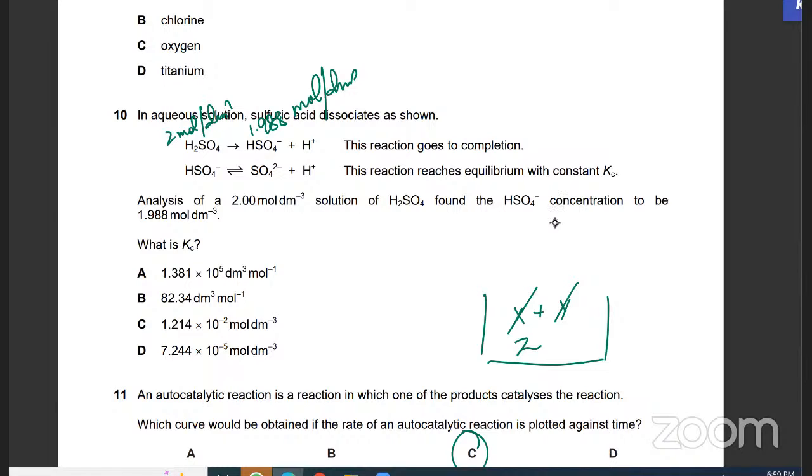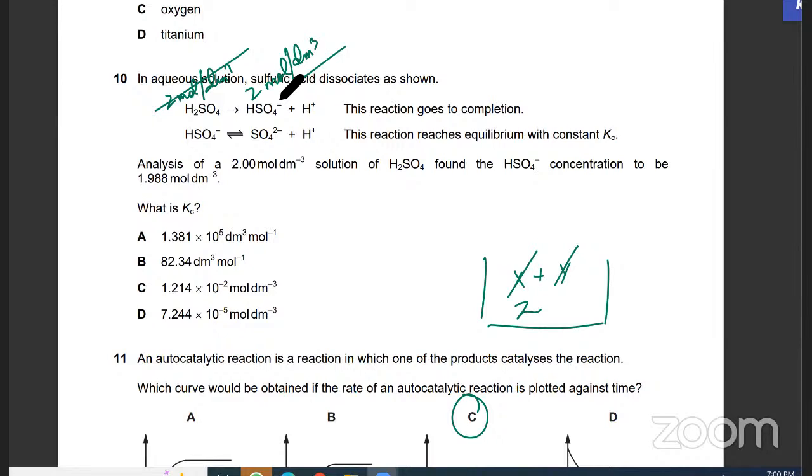Sorry, I got it. The first one is going to completion. So that means 2 mole per dm cube completely reacts to produce how much HSO4 minus ions? It's going to produce 2 mole per dm cube, right? Is the first step clear? Yes. And there's going to be 2 mole per dm cube of H plus ions as well, because one of this is produced, one of this is produced.